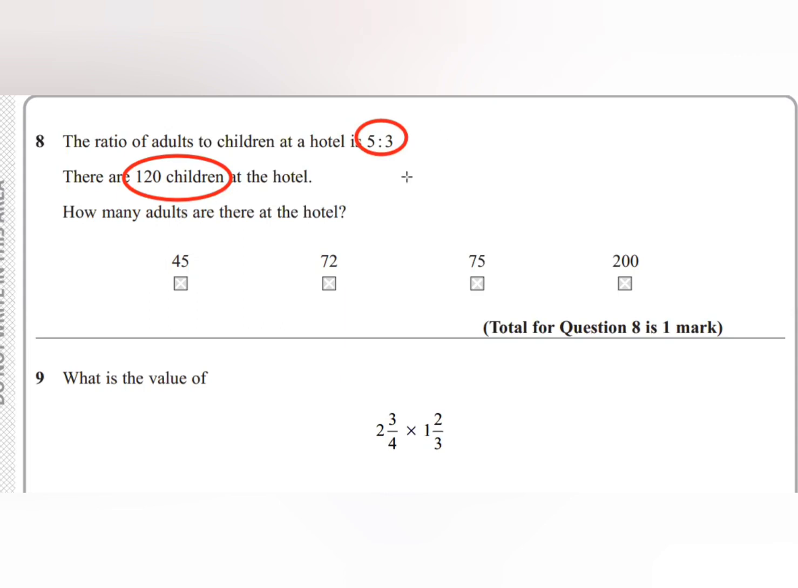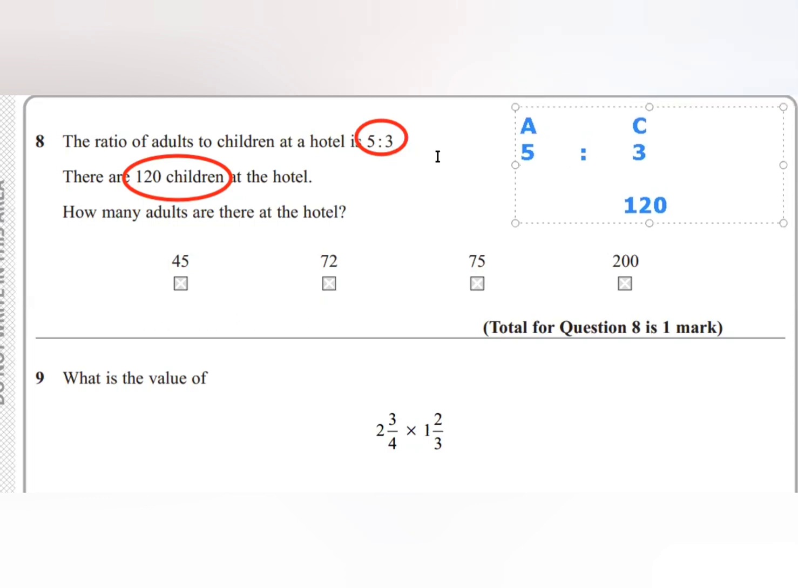So children, adults, and we have the ratio, so let's do it together here. First we write A for adults and C for children, and then we write the ratios. The ratio of adults to children is 5:3, so 5 here, and 3 here. Now, the number that they gave us, 120, is for children. So we write 120 under children. But adults here we don't know, so we leave it empty.